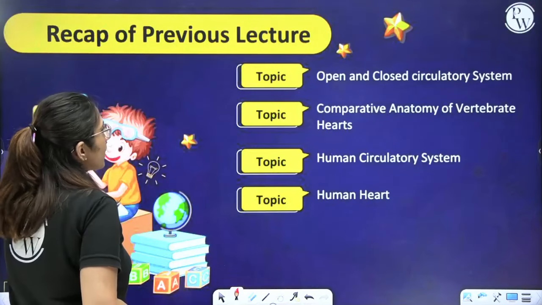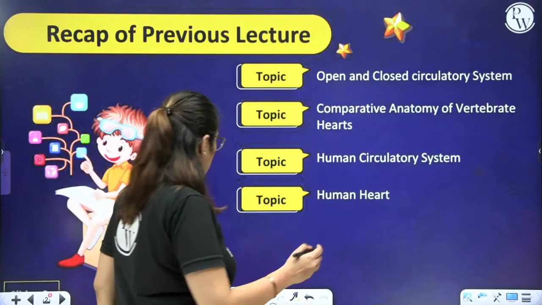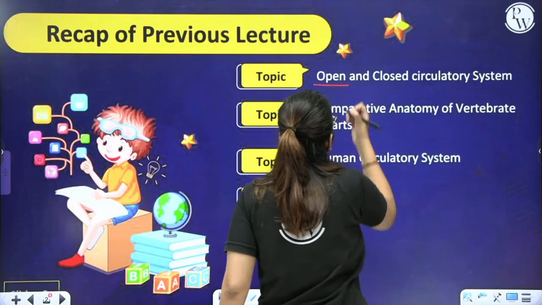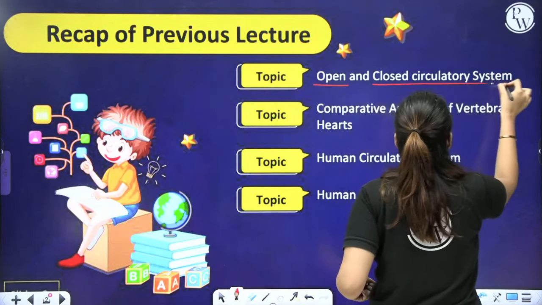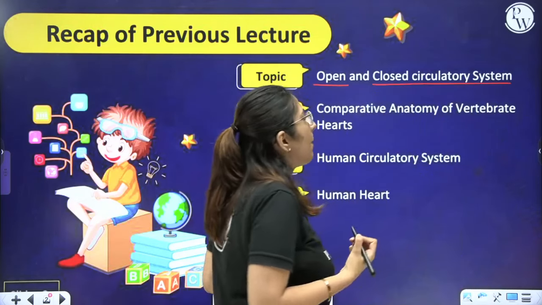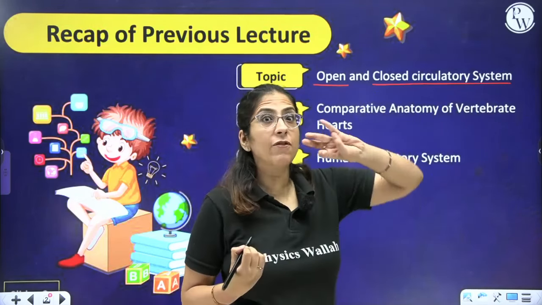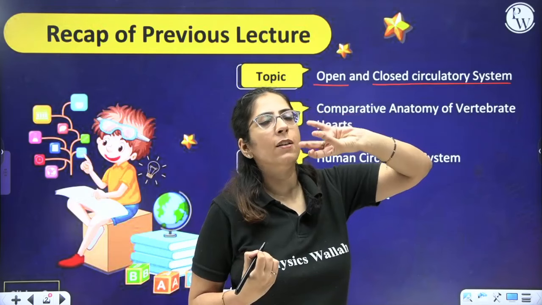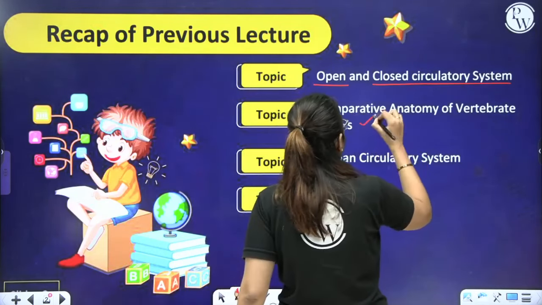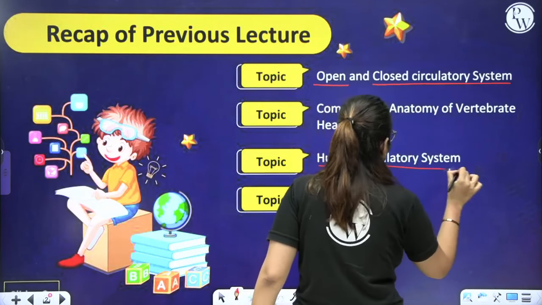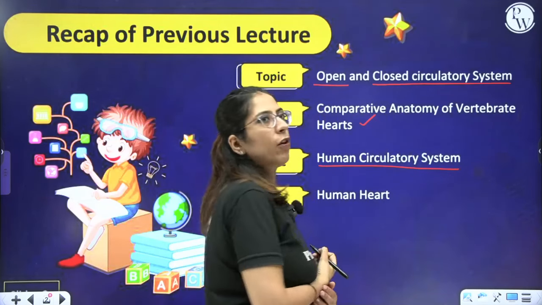So these are the topics which we have already done. Open and closed circulatory system. Open circulatory system you'll find in arthropods as well as in mollusks. The closed circulatory system you'll find in the chordates. Comparative anatomy of the vertebrates heart, we have started with the fishes, then the amphibians, reptiles and the mammals heart. That is also done. The human circulatory system, human heart, in fact, we have already done.